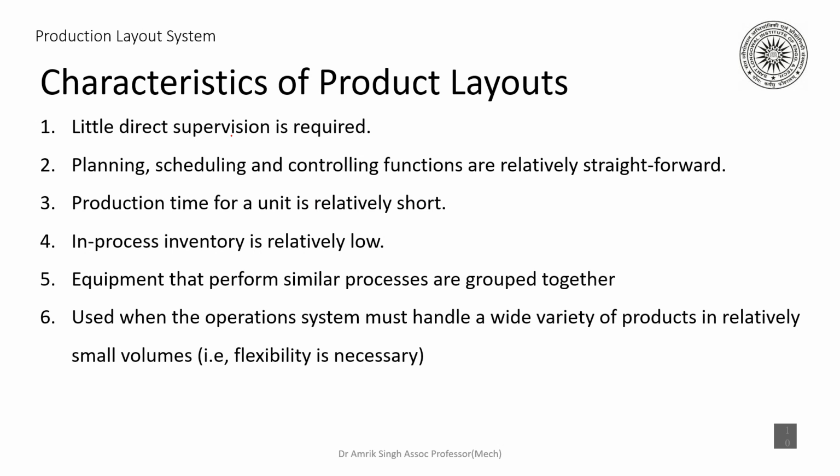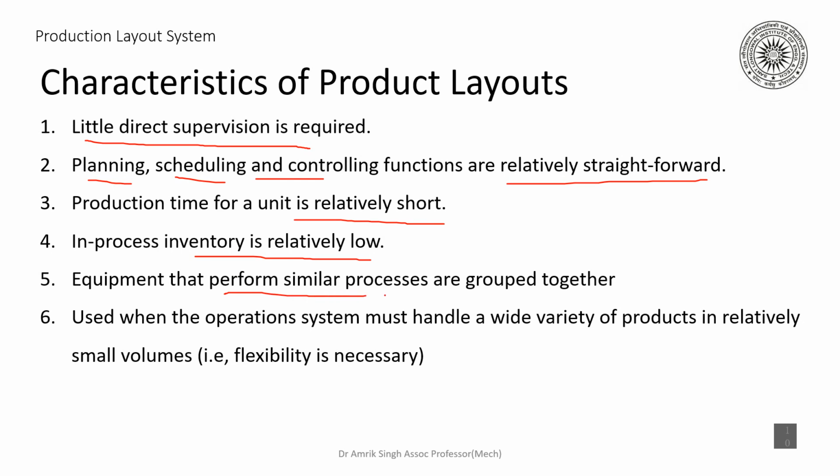So now we can sum this up. Very little supervision is required because the plant is automated. The planning, scheduling, and controlling are straightforward because it is fixed. Once we are fixed for a particular type of product, every time it will be the same. The production time for a unit is very small, so we talk of the shorter lead time. Then in-process inventory is low, so this also we have said, low WIP.